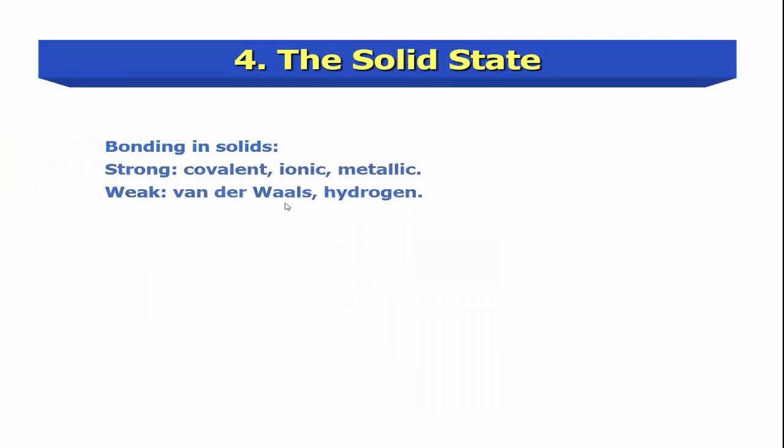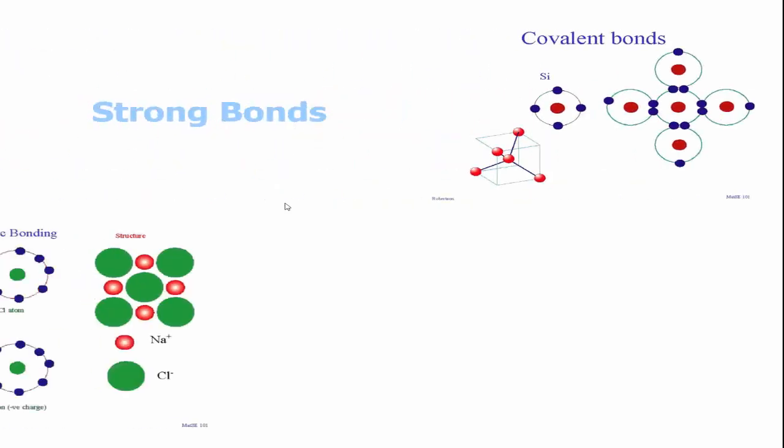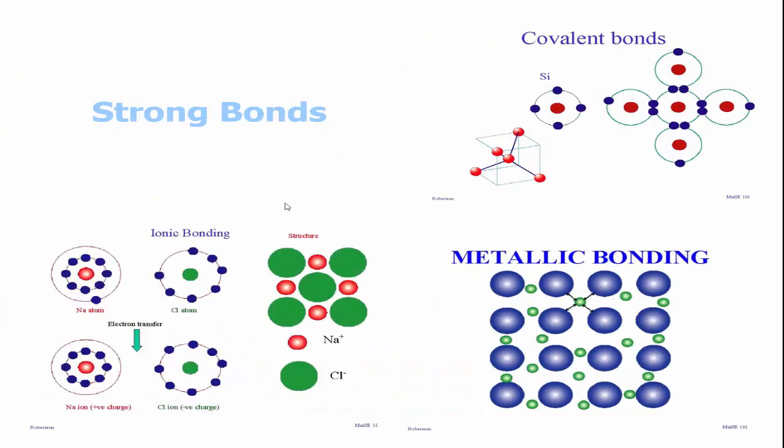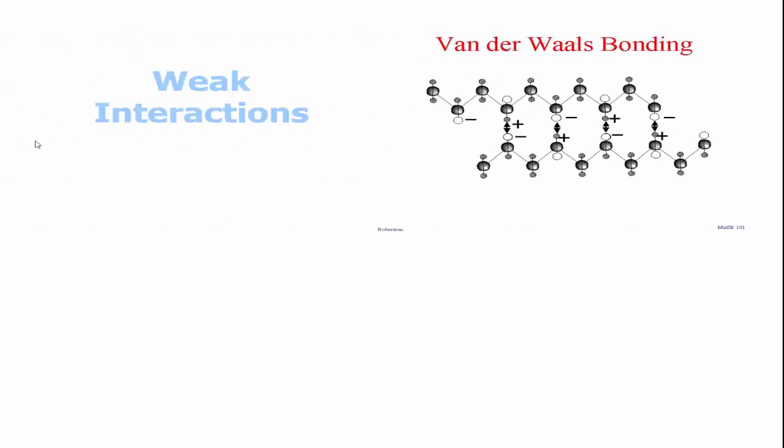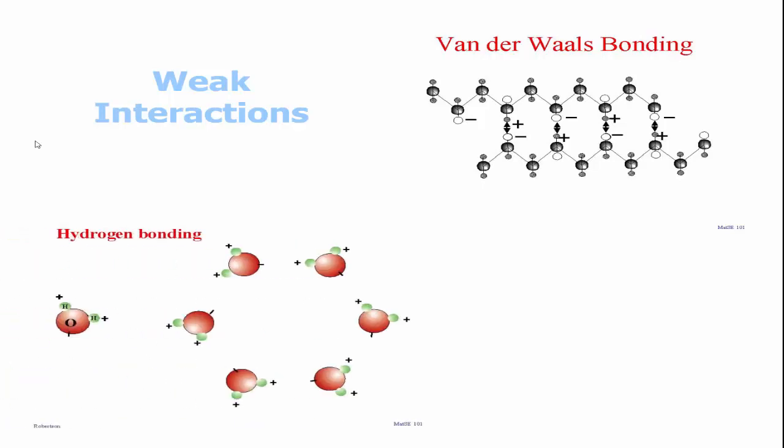So bonding in solids is either strong or weak. For the strong type, we have the covalent, ionic, and metallic. For the weak ones, we have van der Waals and hydrogen. These are examples of strong bonds, covalent bonds, and metallic bonding. We have here the ionic bonding as well. This is another example of weak interactions, the van der Waals bonding and the hydrogen bonding.